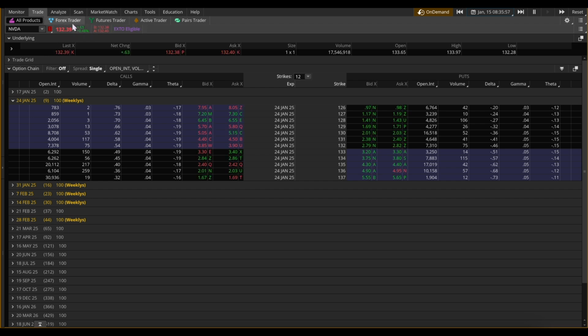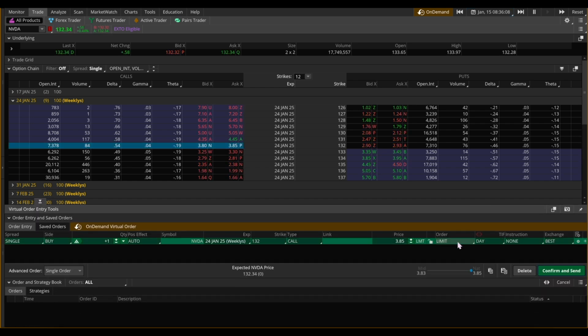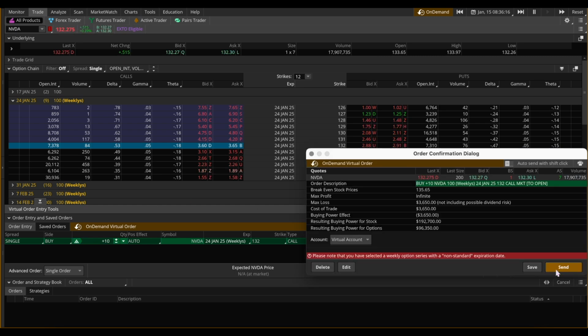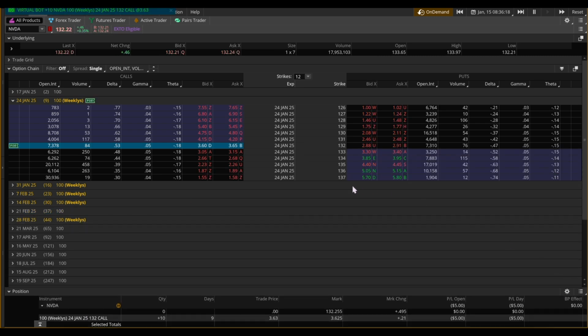So I'm going to quickly place a few trades so y'all can see how this plays out. Again, 132 is going to be the actual share price. We're going to look at calls just for this example. I'm going to click on ask. We're going to put this at a market order. I'm going to buy, let's say, 10 contracts just for example purposes. I'm going to click on confirm and send. We will send it off, and that's going to be the 132 strike. Again, that's at the money because it's actually at 132.